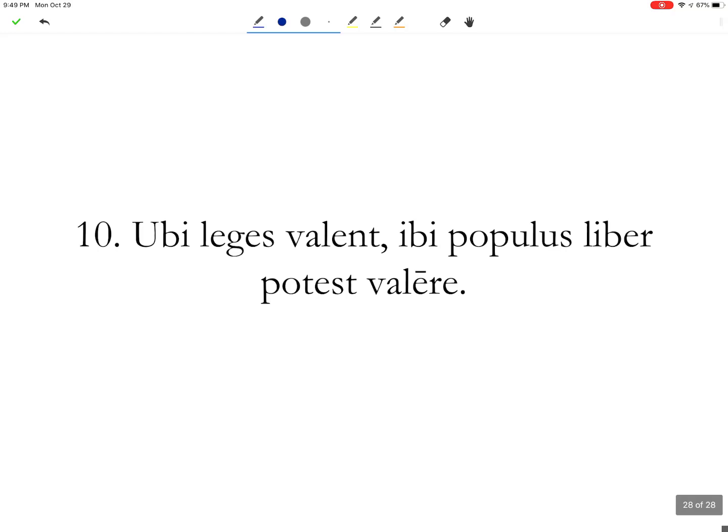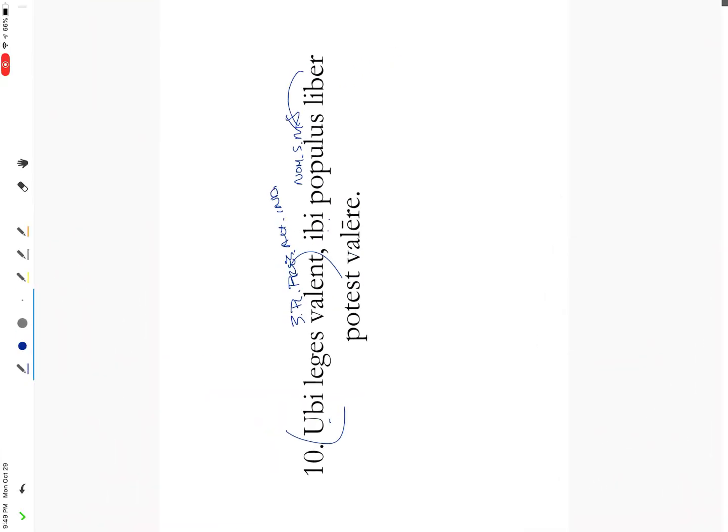Number 10. Ubi leges valent, ibi populus liber potest valere. Again, break these up. Where laws are strong, valent, third person plural present active indicative. Where laws thrive, are strong, there, I like the ubi-ibi placement. There, the people. What kind of people? Nominative, singular, masculine. The book people? No, the free people. A free people is able to be strong. So, where laws are strong, there a free people are able to be strong.